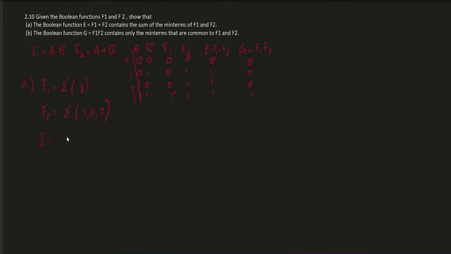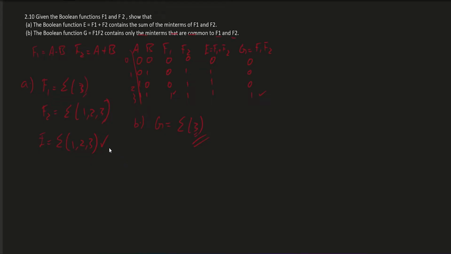Similarly for E the minterms are 1, 2, 3. So you can see it contains the minterms in both f1 and f2. So we have proved A, and B is G's minterm is only 3. See here, only 3. So G contains only the minterms that are common to f1 and f2. So common to f1 and f2 is 3. So G only contains 3. So both these statements are proved.